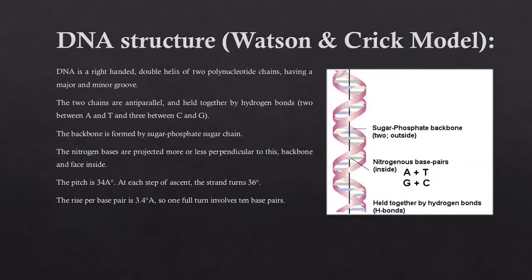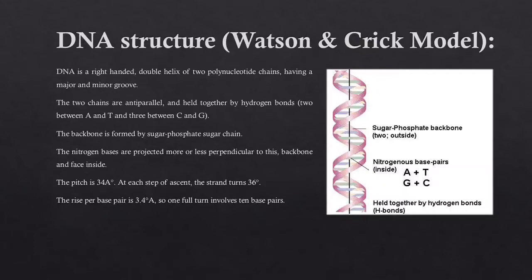Okay. Now we need to know about the DNA structure, that is a nucleic acid. The detailed explanation of DNA structure was given by two scientists, Watson and Crick. That is the reason we call it the Watson and Crick model of DNA. DNA is a right-handed structure, as you can see in the diagram. It is a double helical structure of two polynucleotide chains having a major groove and a minor groove, the gaps that you can see here.